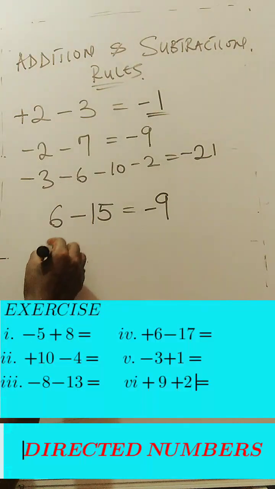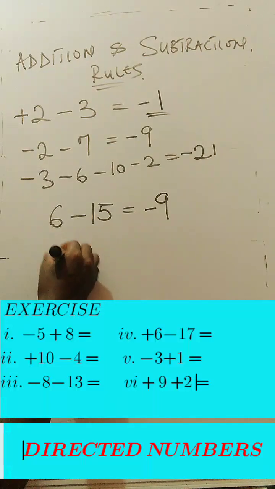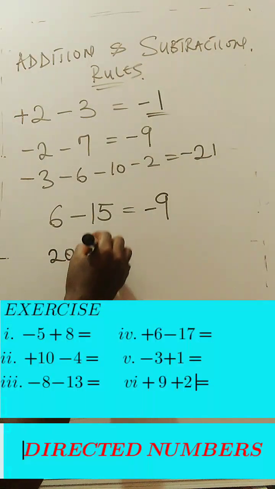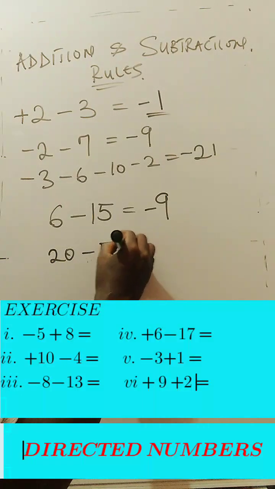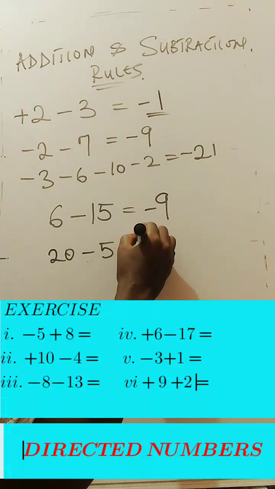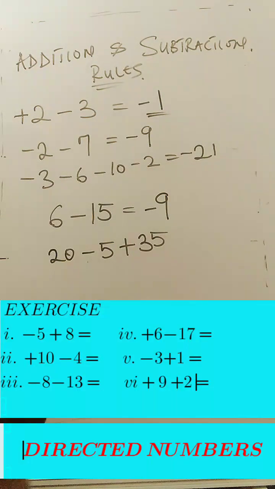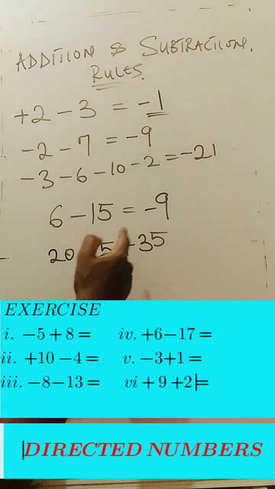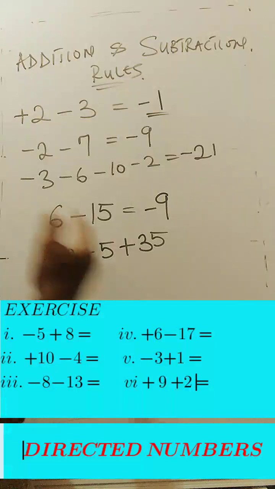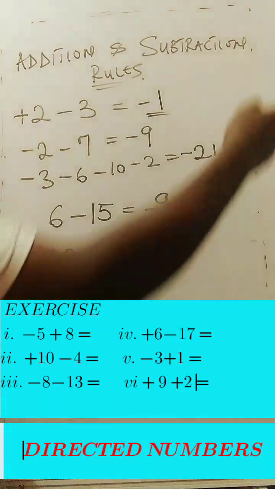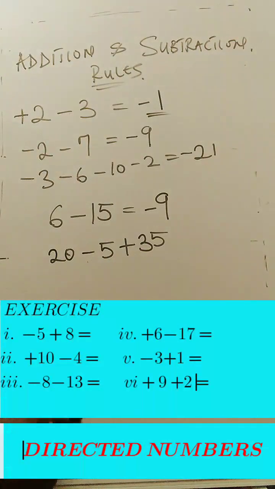Let's assume we are having 20 minus 5 plus 35. Let's look at this one. You can see the pattern: sign, number, sign, number, sign, number. They are alternating. That tells you that we are going to use the addition and subtraction rule.